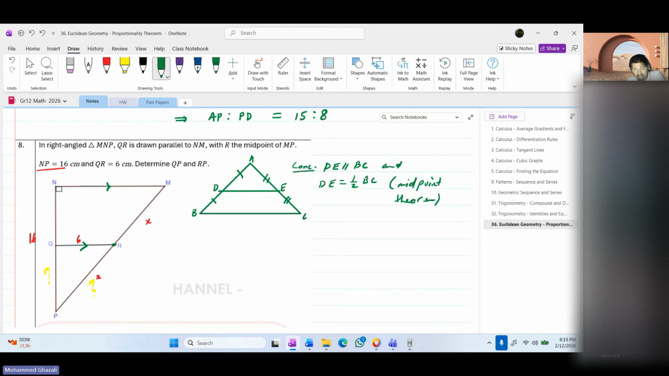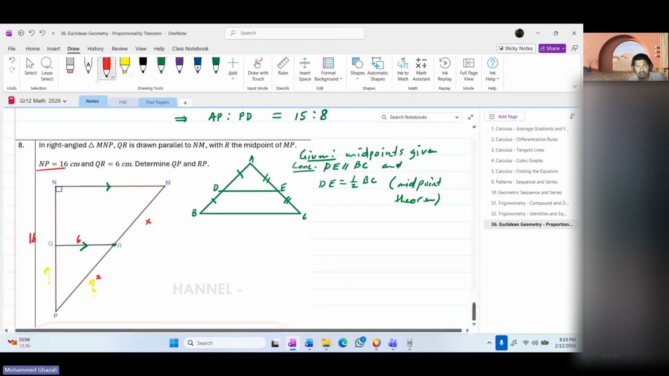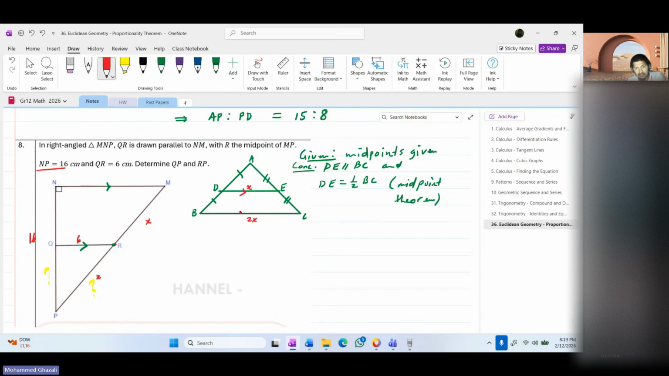Right, and that's the given stuff here. Exactly what's given here: the midpoints are given. So that's the conclusion. Basically, this will become X and that will become 2X, and it will become parallel. So the red part is your conclusion.